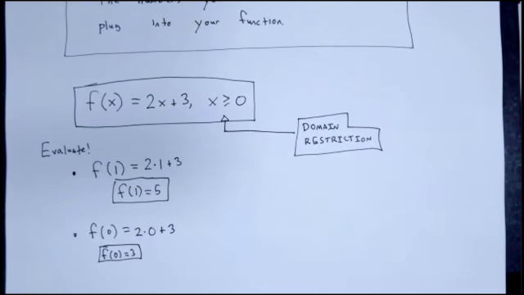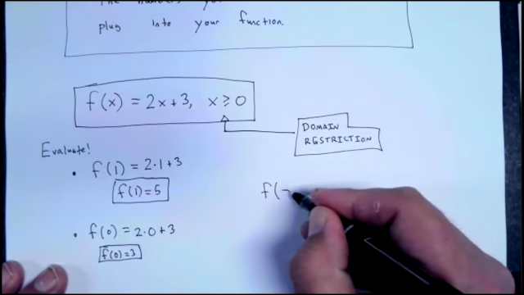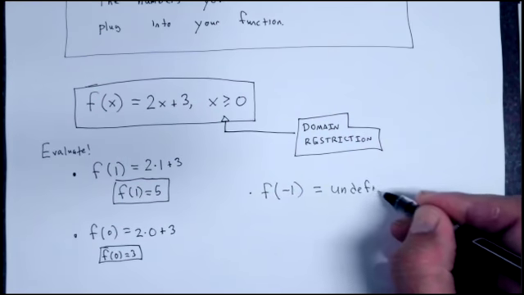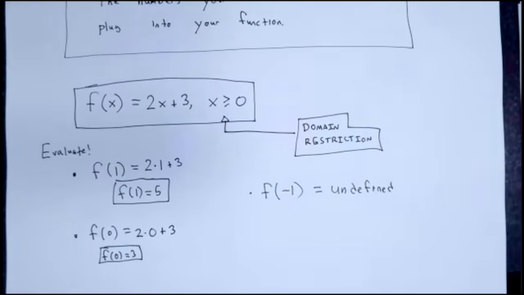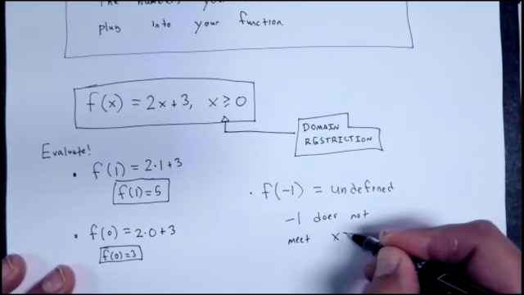Okay. What can I do that would break this, though? F of -1 will not work. Even though you think I can plug in -1 for x, you first have to check if it's okay with the domain. Domain is like dominion, right? You see dominant in there. You see something that controls something else. F of -1 is undefined. Why? Because the domain said so. So -1 does not meet the condition x greater than or equal to 0.